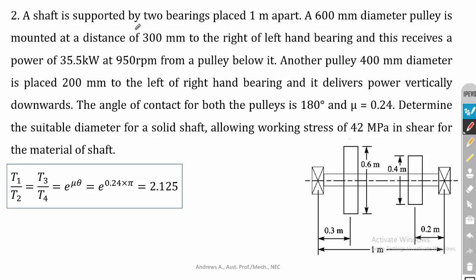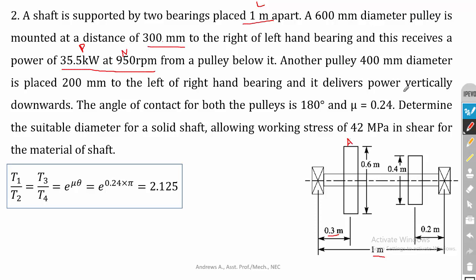A shaft is supported by two bearings 1 meter apart. The overall length is 1 meter. The drawing is given, you can refer to that. A 600 mm diameter pulley, consider this as pulley A, is mounted at a distance of 0.3 meter, that is 300 mm, to the right of the left hand bearing, and receives a power of 35.5 kilowatt at 960 rpm. The P and N values are given.